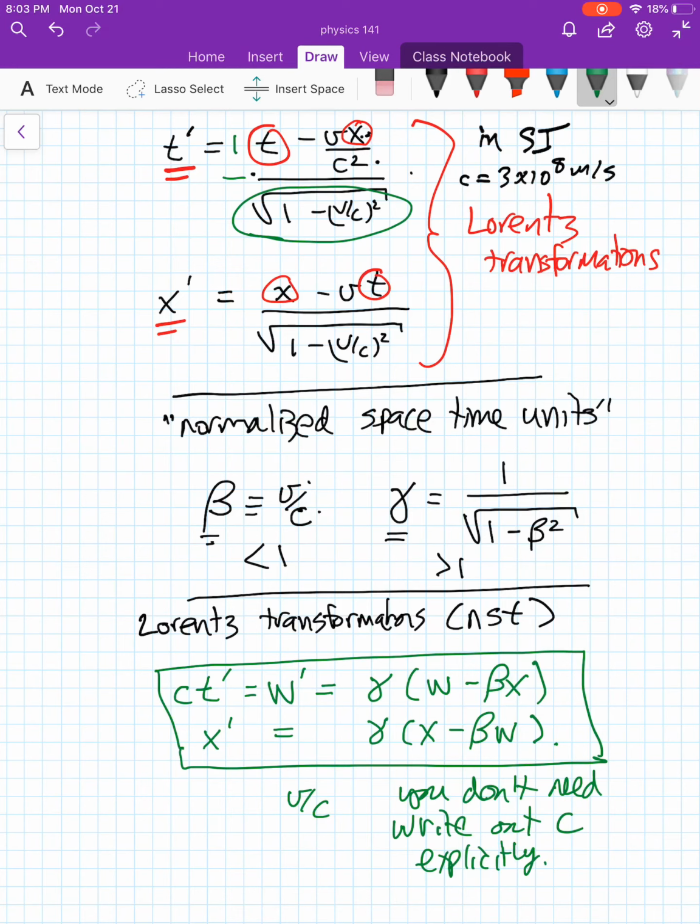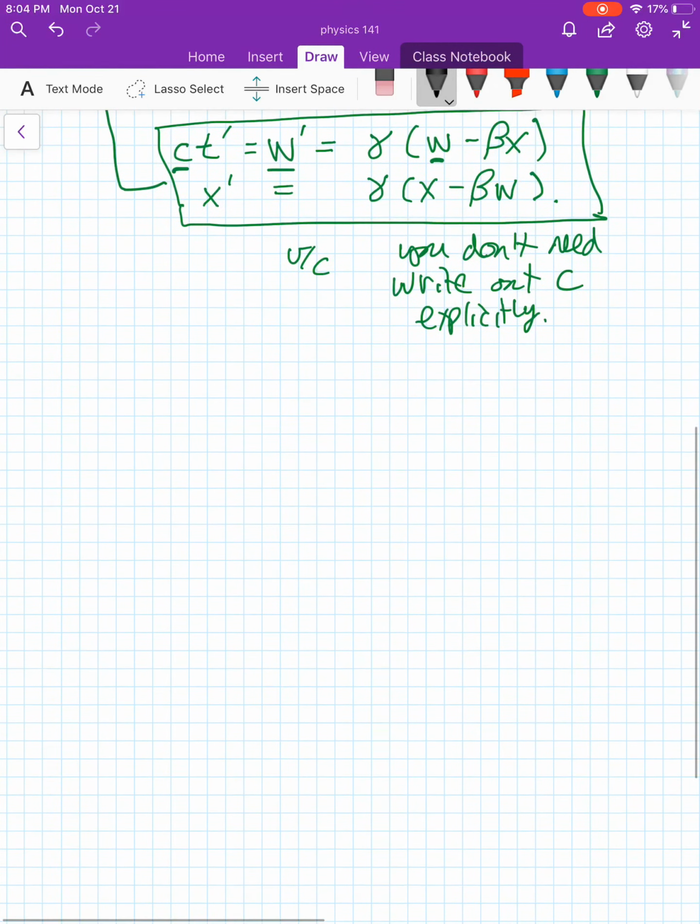But take a second to look over the green box and compare it to these equations up here. They're exactly the same. We've just replaced v over c with beta, and replaced 1 over the square root of 1 minus v over c squared with gamma, and we had to pop out an extra c, and that's where our w prime and w came in. Take as long as you need to make sure that you understand that. Pause this if you need to. Okay, so let's look at an example.